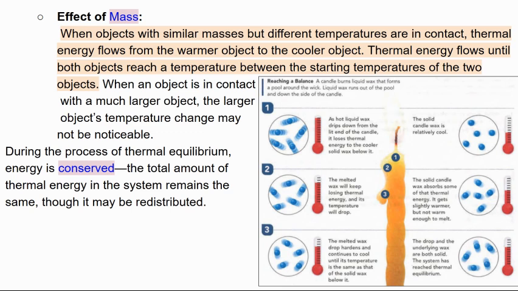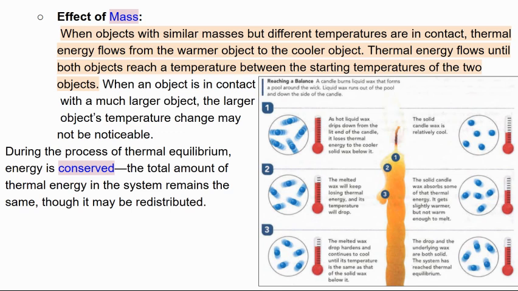All right, so let's look at this example of reaching a balance. A candle burns liquid wax that forms a pool around the wick. Liquid wax runs out of the pool and down the side of the candle. First, as hot liquid wax drips down from the lit end of the candle, it loses thermal energy to the cooler solid wax before it. The solid candle wax is relatively cool.